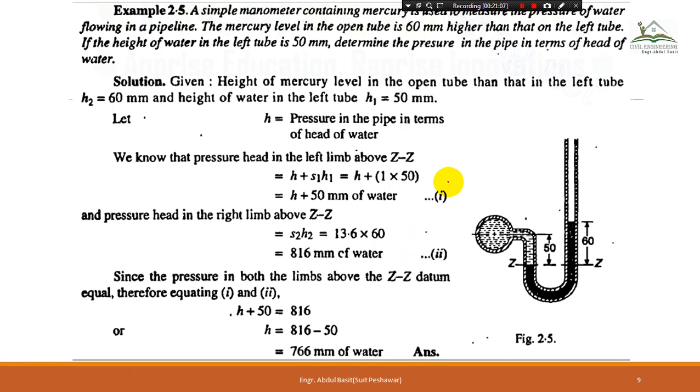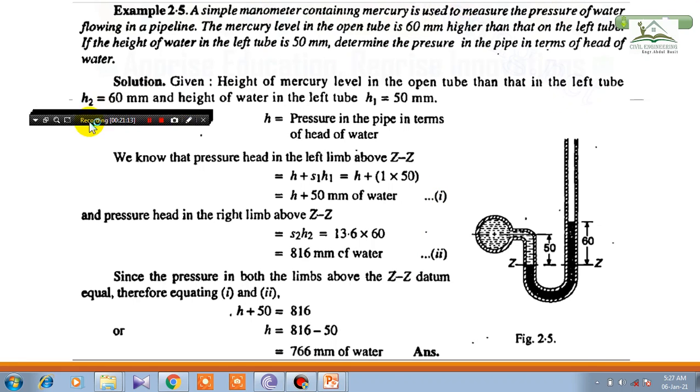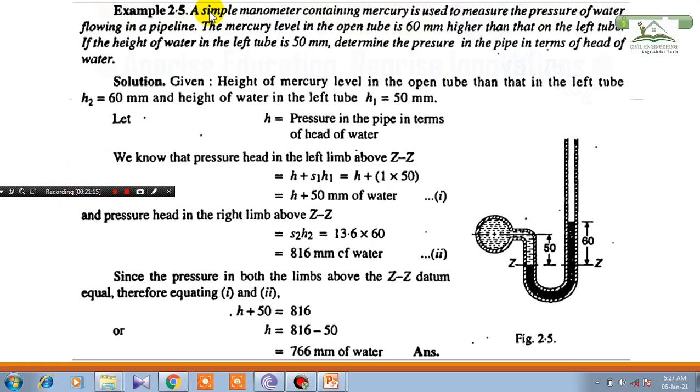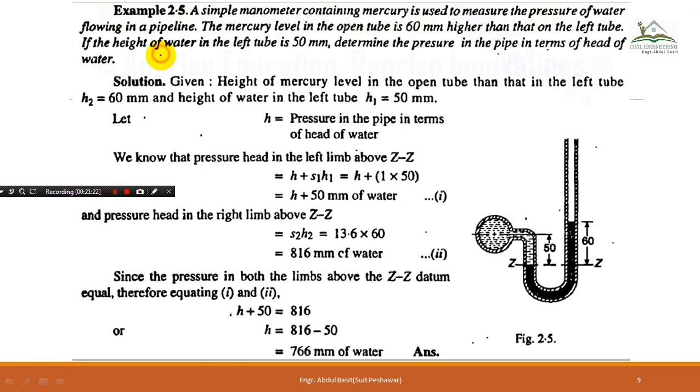So now coming to a simple example on this, how we can determine the pressure in this fluid using this numerical. Here it is. For example, we have a simple manometer containing mercury, the other dense fluid, used to measure the pressure of water flowing in a pipeline. This is a pipeline in which the water is flowing.